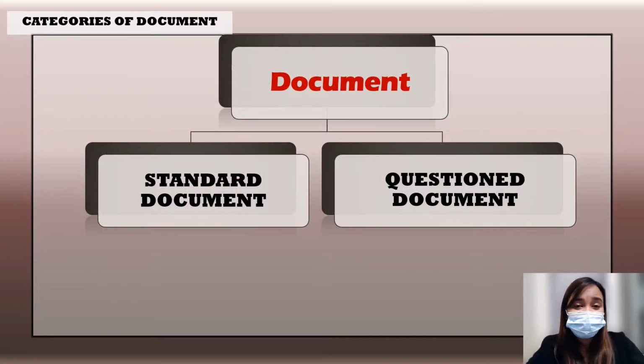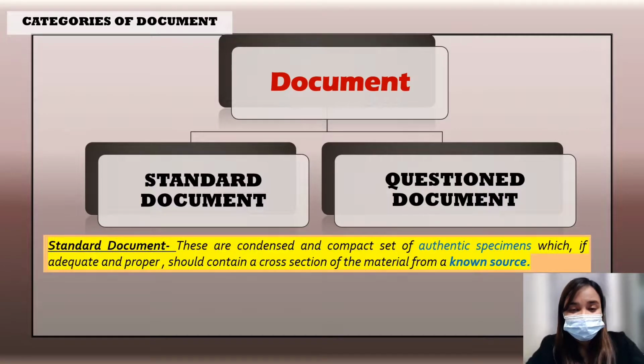So we have two categories of documents, and these are the standard document and the question document. Standard document is defined as a condensed and compact set of authentic specimens, which, if adequate and proper, should contain a cross-section of the material from a known source. So these are the types of document that are considered as original document.